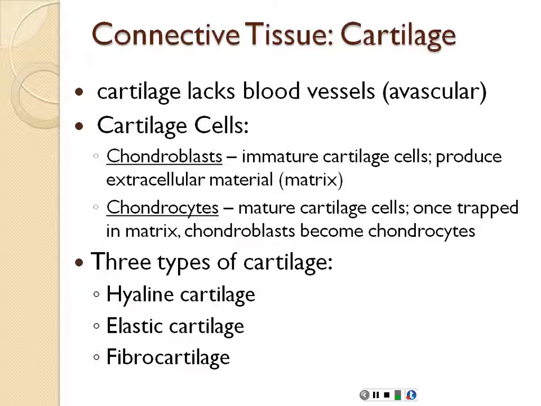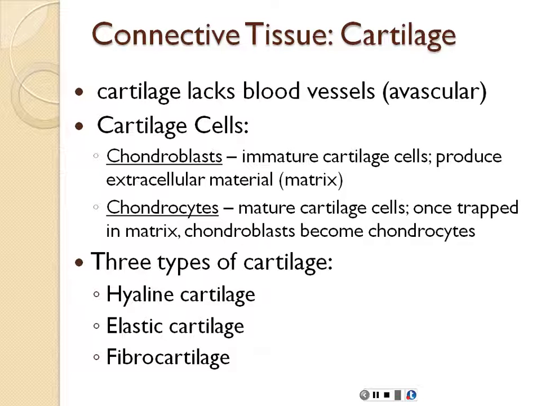Cartilage, and one of the characteristics of connective tissue is that they're highly vascular, and that exception is what? Cartilage. So cartilage lacks blood vessels, but it is still connective tissue. And cartilage cells are either chondroblasts or chondrocytes, and you know the difference. Which one produces matrix? Chondroblast or chondrocytes? So the chondroblasts produce the matrix, and once the cell becomes trapped, it becomes a chondrocyte.